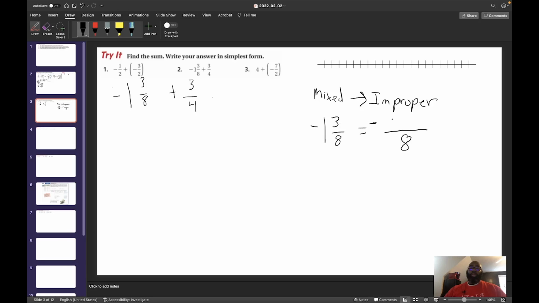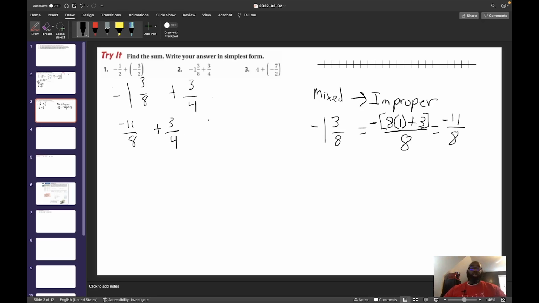Okay, so the new numerator is going to be the denominator times the whole number plus the numerator, which gives us, and I'll put this in parentheses just to keep that negative sign away. So this is 8 times 1, which is 8, plus 3 more is 11. So that's 11 over 8. And then let's bring that negative sign over. So -11 over 8. So this problem becomes -11 over 8 plus 3/4.